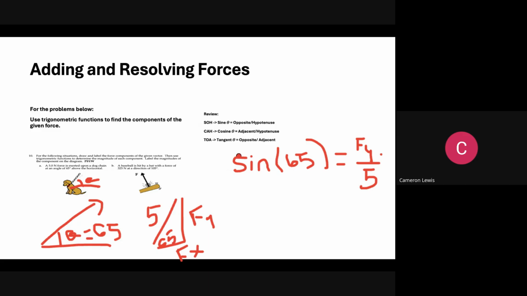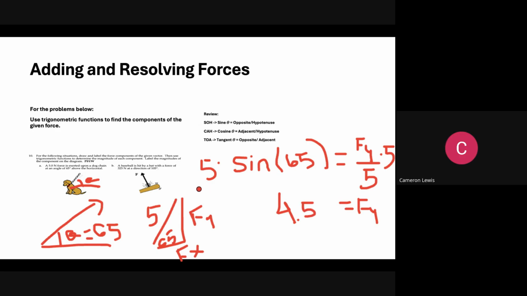So really what I would do is multiply by 5 to cancel it out, and I get my Fy. So my y component will be 5 times the sine of 65. Anybody know what that is? You have the calculator. 4.5. Say it again. 4.5. That is the final answer.